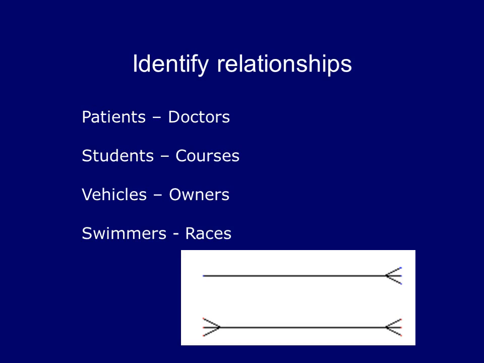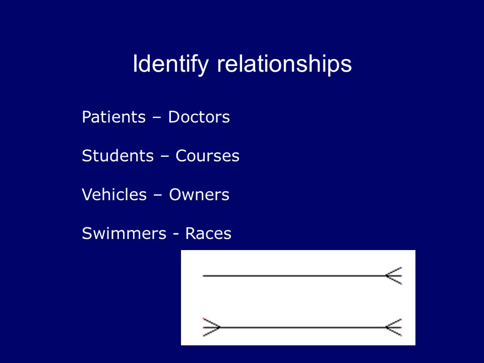As well as the entities and their attributes, we need to record the relationships between the entities. And there always are. For example, between patient and doctor, student and course, vehicles and owners, swimmers and racers, all examples where one entity is related to the other. And the common ways in which they're related are shown with the lines one to many or many to many. And it can be either or it can be both.